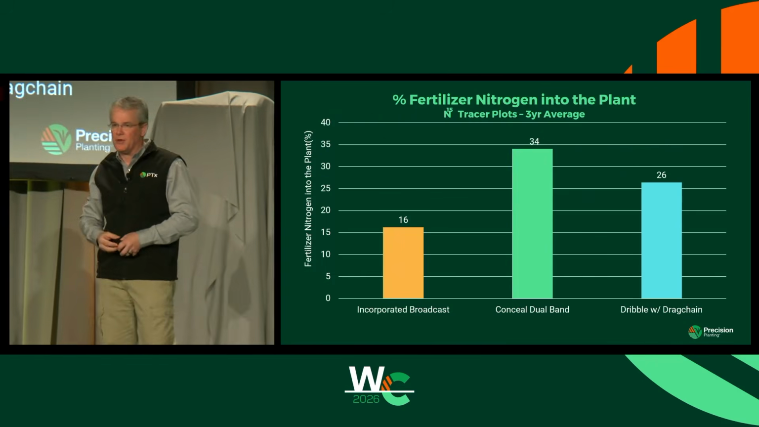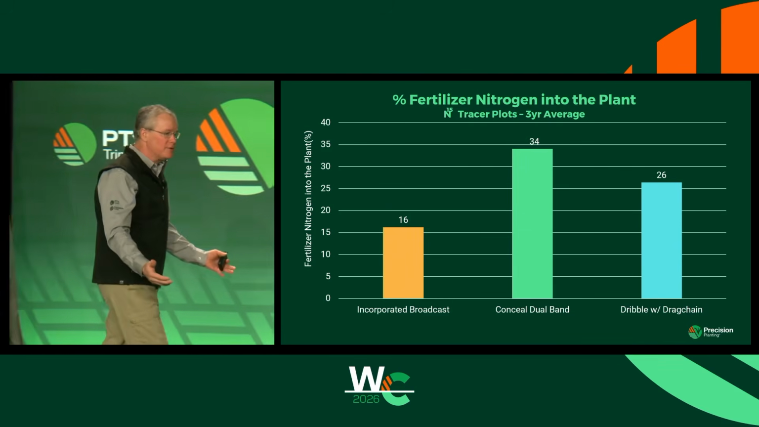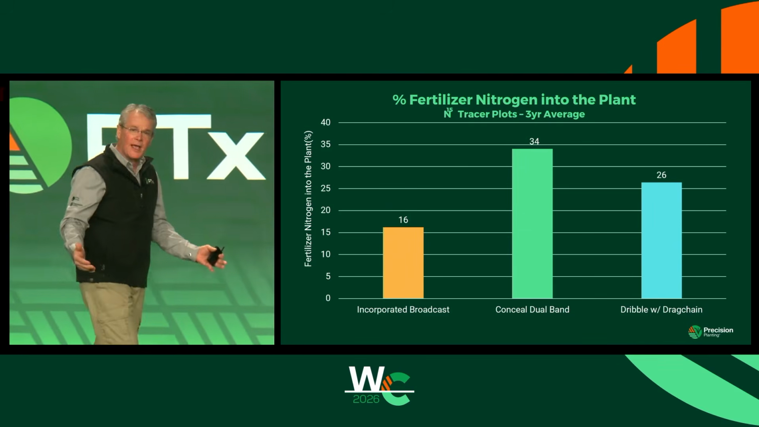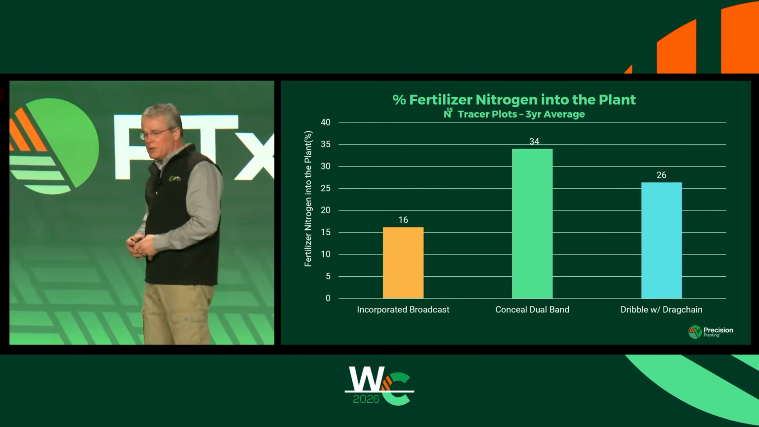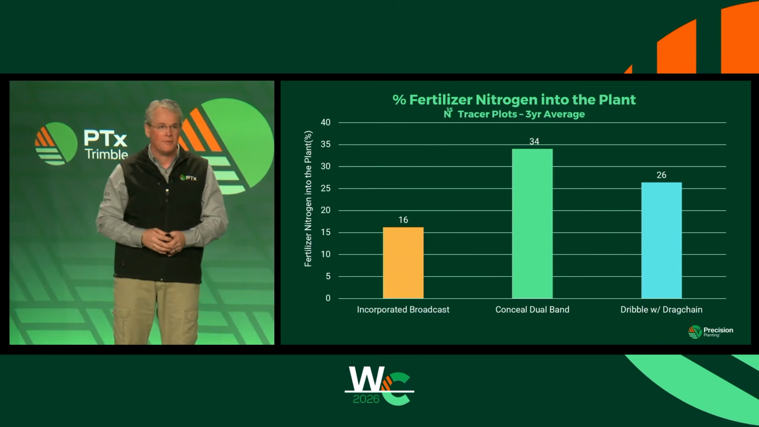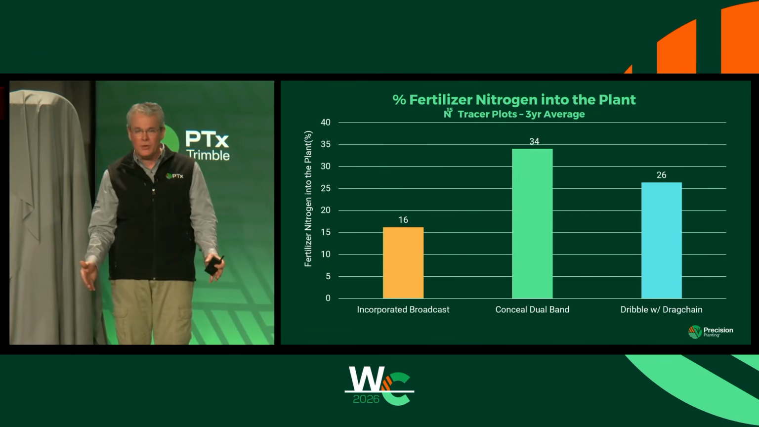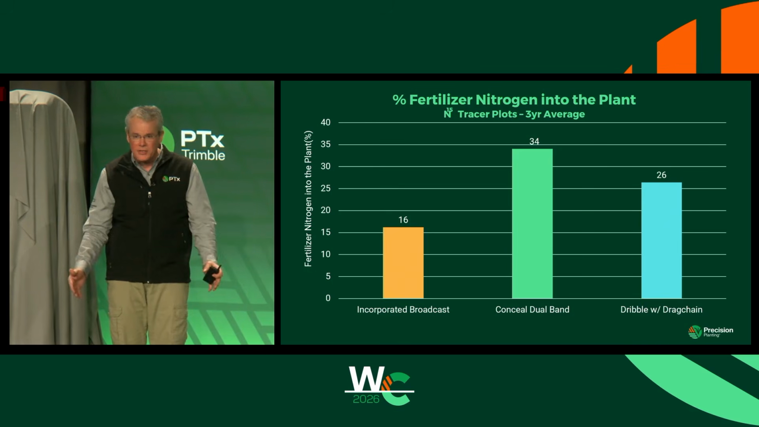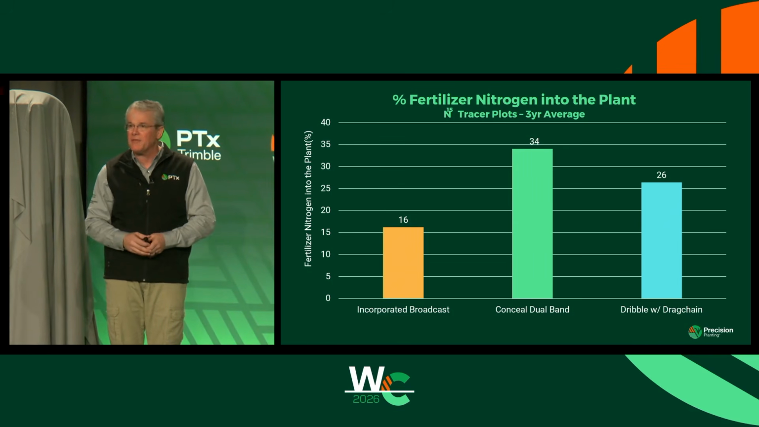And here were the results. When I broadcast it and worked it in, so you didn't have a lot of volatility, 16% of that N15 got into the plant. When we banded it, knifed into the soil, 3 inches over, 1 inch down, just like a concealed dual band, 34% of that nitrogen got into the plant.